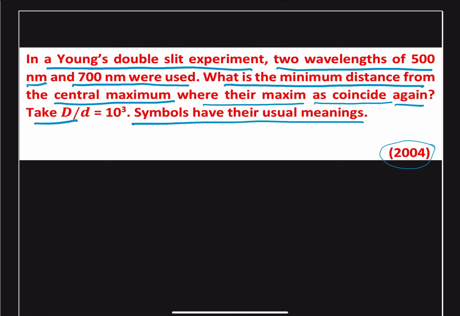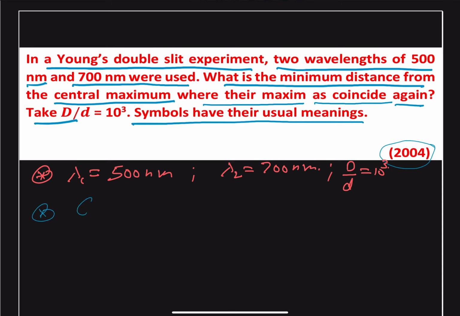In this case, we are going to use the same formula, and we are given two wavelengths. So we have our lambda 1, that is 500 nanometer, and we have our lambda 2, that is 700 nanometer. And we are also given capital D and small d ratio as 10 to the power 3. First of all, we have to look for the condition of maxima.